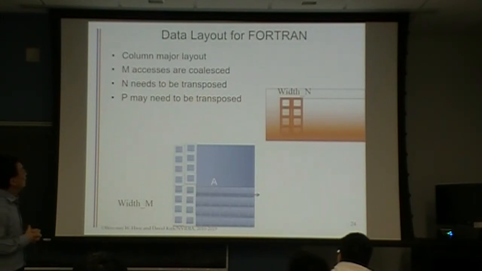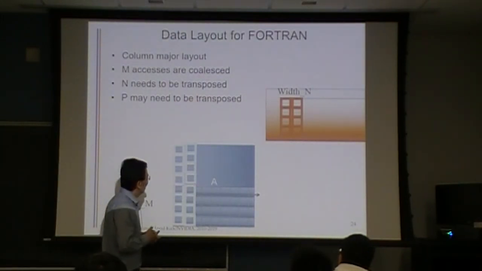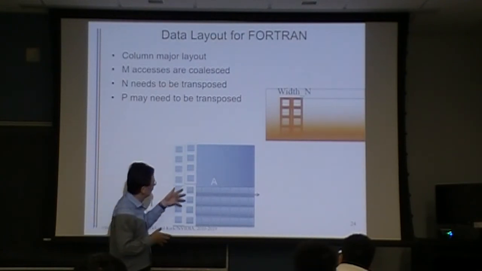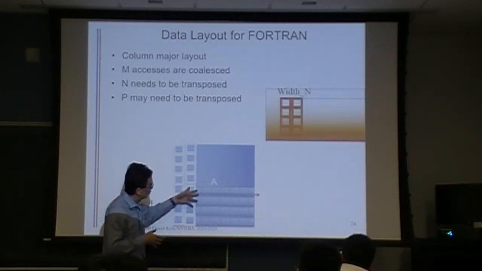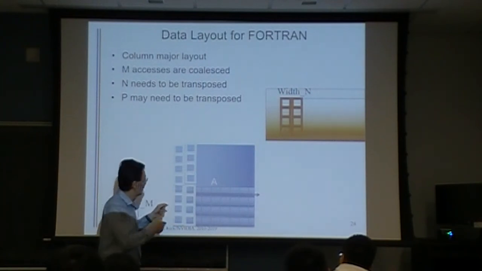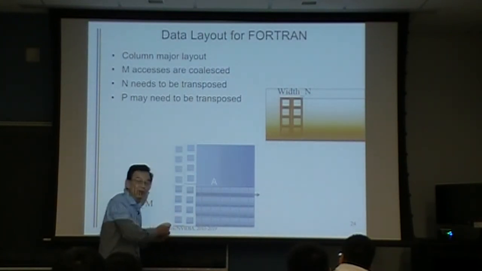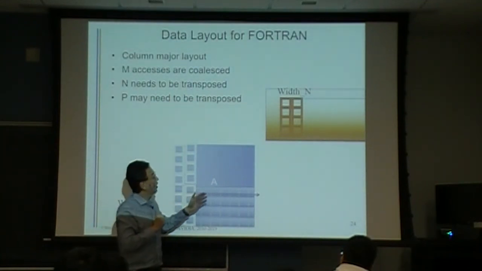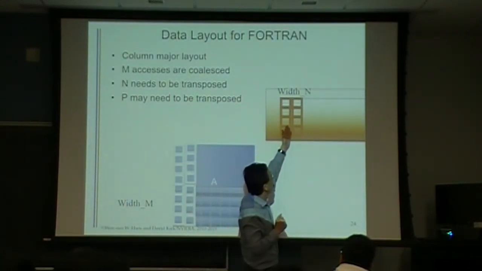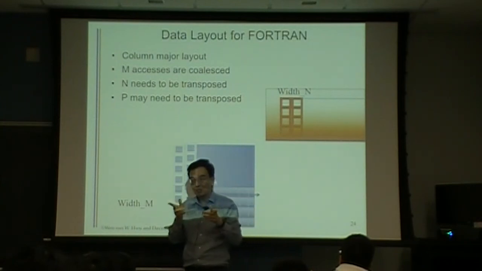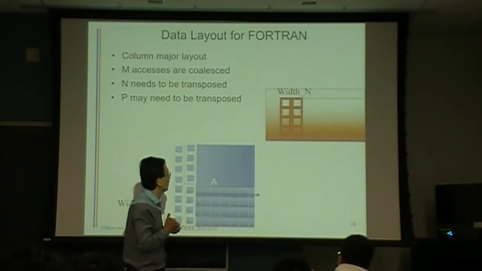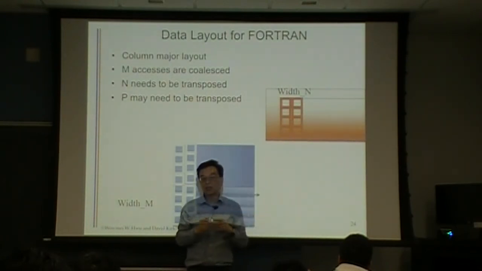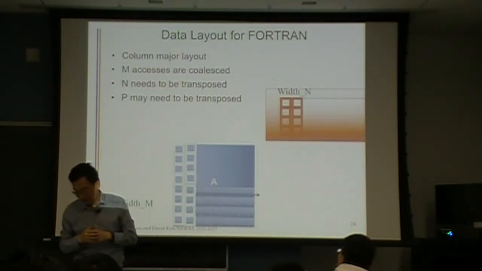So the data layout for Fortran is the other way around. Fortran is column major layout. So when the threads access in the horizontal direction, they are coalesced because the elements in a column will be laid out in memory consecutively. So that's why, if it's a Fortran version of CUDA code, then you will need to transpose the N so that you can do this properly.